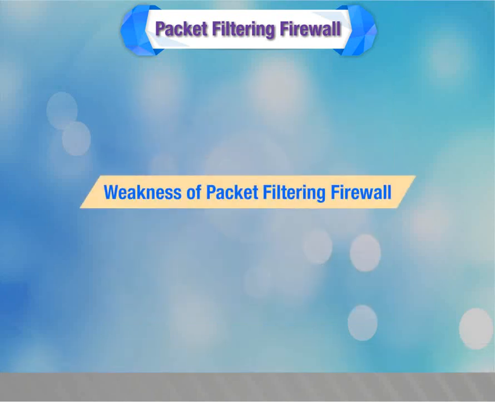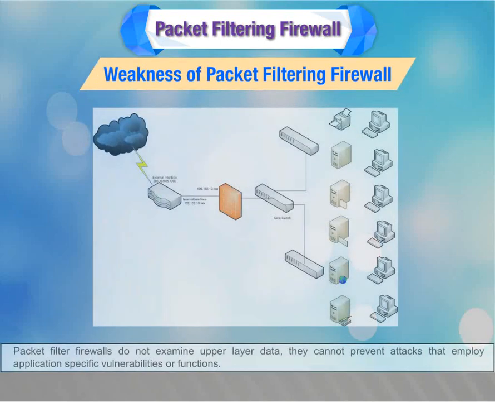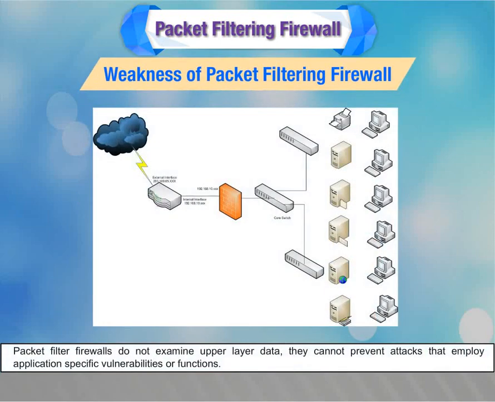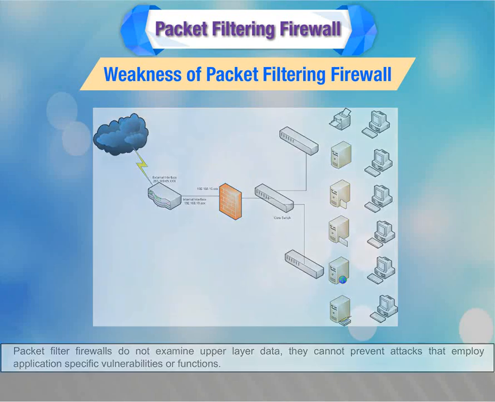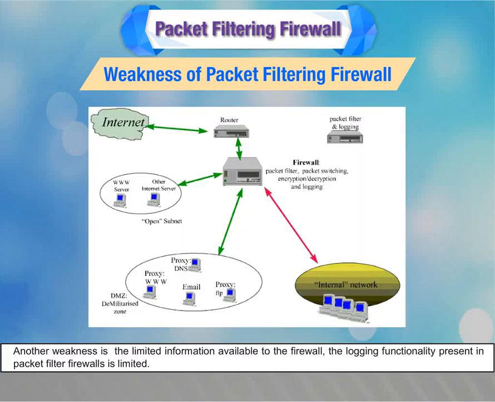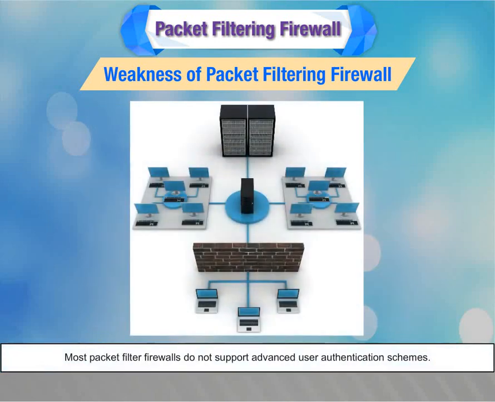Weaknesses of packet filtering firewalls. Packet filter firewalls do not examine upper-layer data. They cannot prevent attacks that employ application-specific vulnerabilities or functions. Another weakness is the limited information available to the firewall. The logging functionality present in packet filter firewalls is limited. Most packet filter firewalls do not support advanced user authentication schemes.